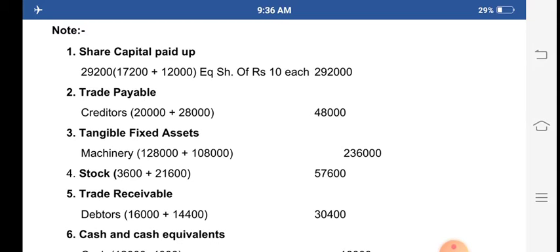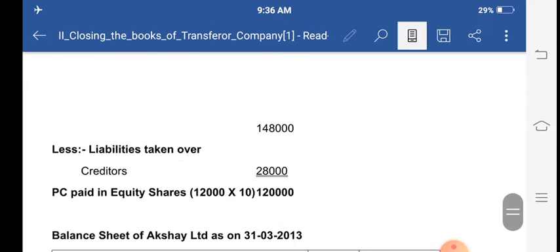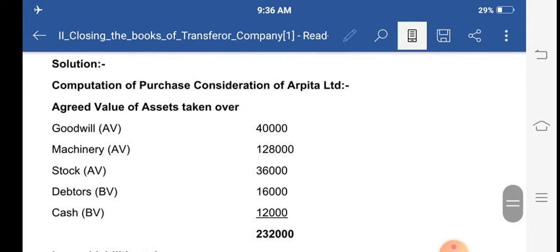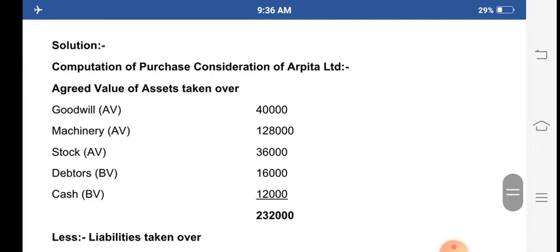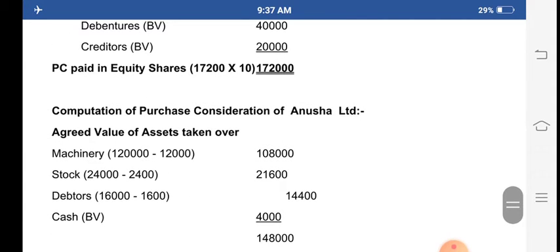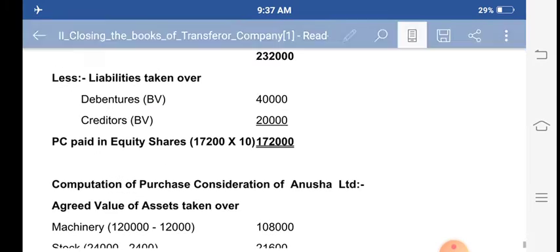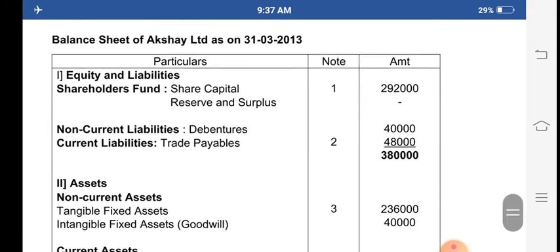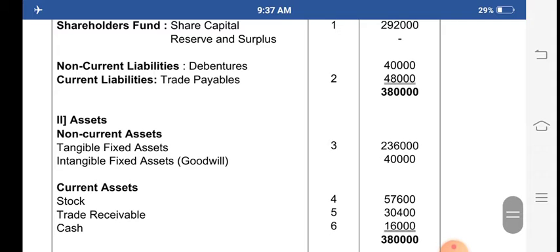Okay, so now how did it come, 1,28,000 as well as 1,08,000? See here, while calculating the purchase consideration, the machinery value of Arpita Limited is 1,28,000, as well as the value of the machinery for Anusha Limited is 1,08,000. So this 1,28,000 plus 1,08,000, the total is 2,36,000. Is it clear?